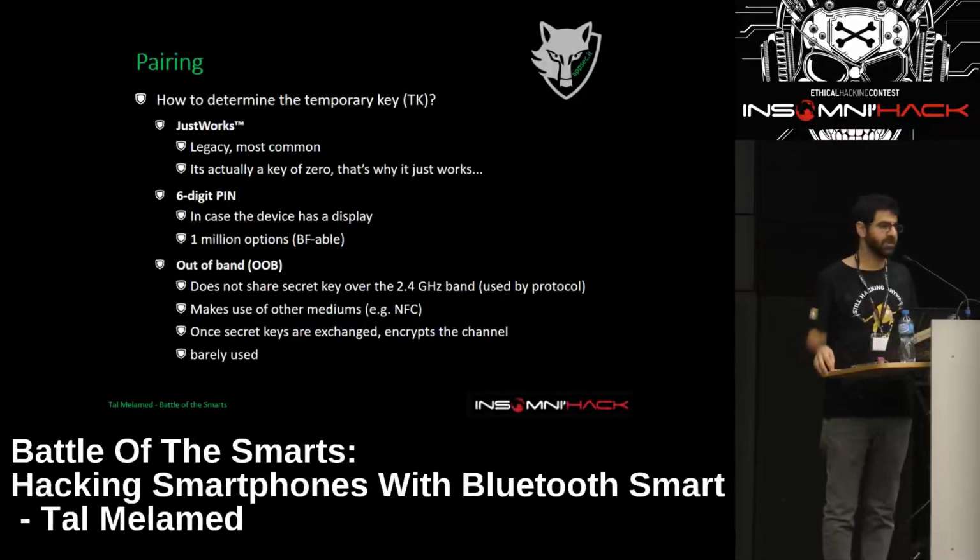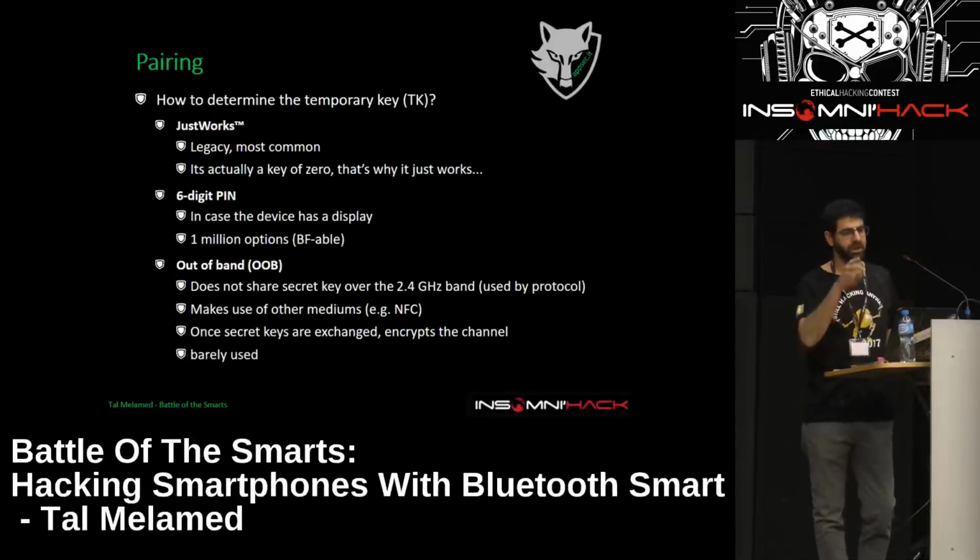The second one is a 6-digit PIN. You might have seen it when you're trying to connect to your car. You have the nice multimedia screen, and when you want to connect, it presents a 6-digit PIN code that you need to enter on your phone, and then you can connect to it. Still 6 digits, 1 million options, still brute force. We can still brute force that. Again, we're not going to go into that.